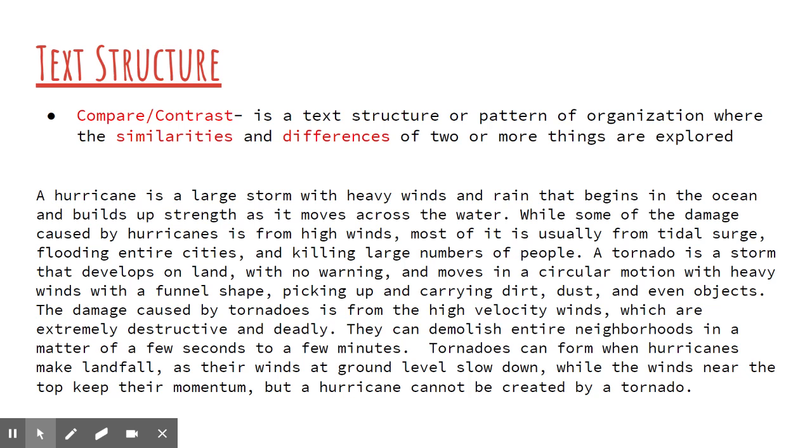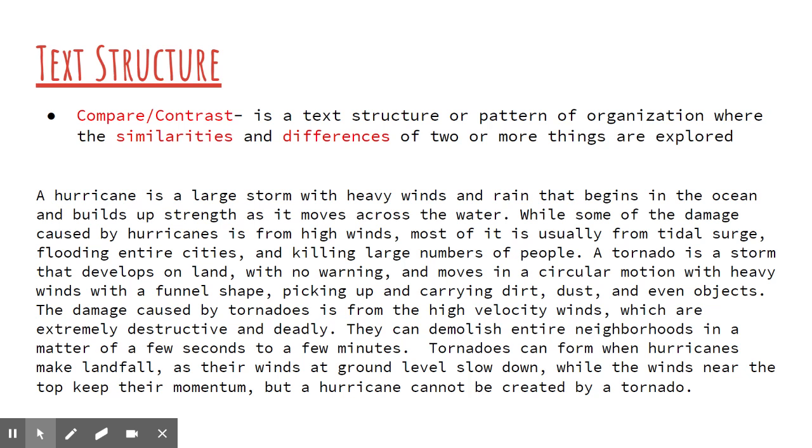So here's an example. A hurricane is a large storm with heavy winds and rains that begins in the ocean and builds up strength as it moves across water. While some of the damage caused by hurricanes is from high winds, most of it is usually from tidal surge, flooding entire cities and killing large numbers of people. A tornado is a storm that develops on land with no warning and moves in a circular motion with heavy winds in a funnel shape, picking up and carrying dirt, dust, and even objects.